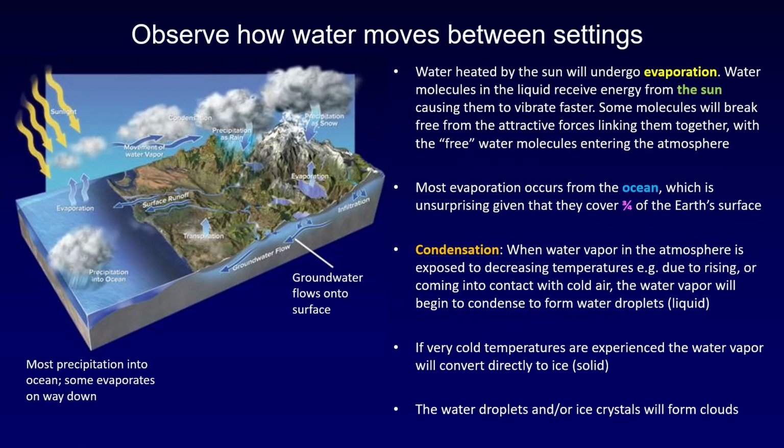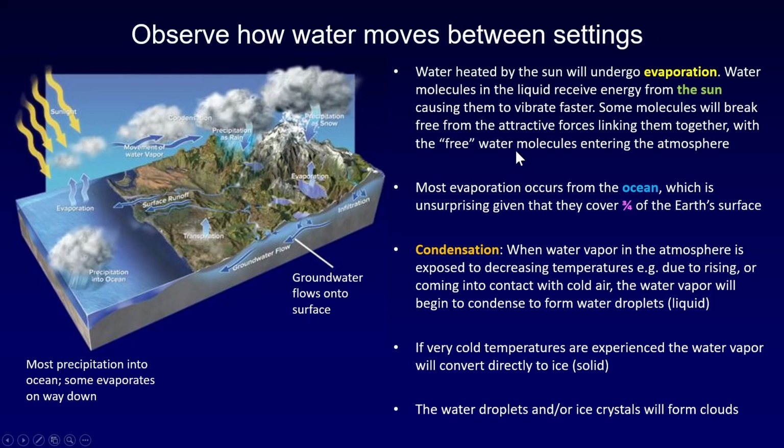So the next thing we need to think about is, how does the water move between settings on the Earth's surface? You might already be familiar with this diagram. This is the hydrologic cycle. This is going to take us through the steps of evaporation, precipitation, infiltration into the earth, and then a return of that water back to the ocean to allow the cycle to keep constantly repeating itself.